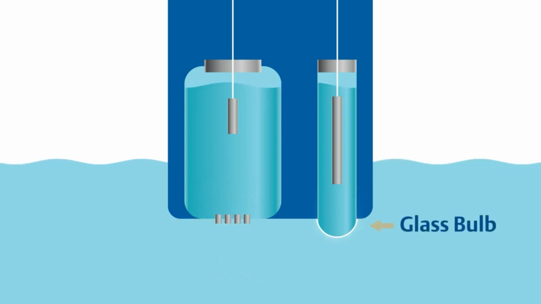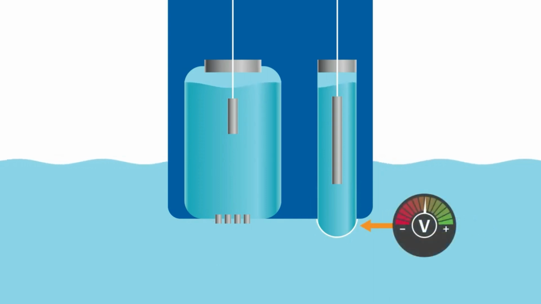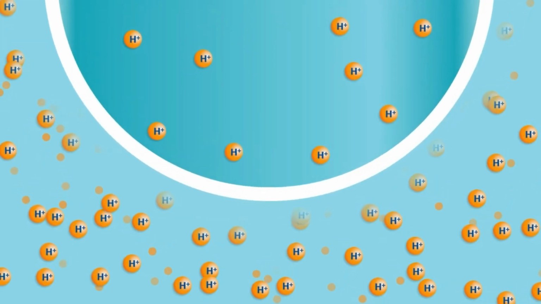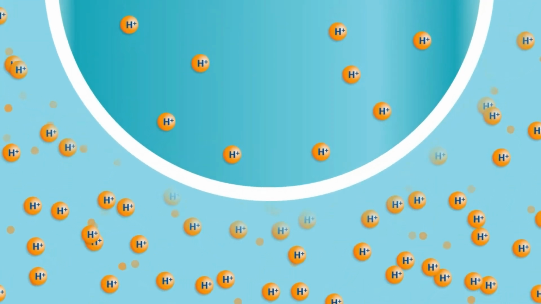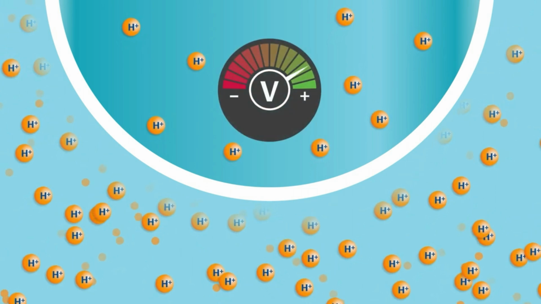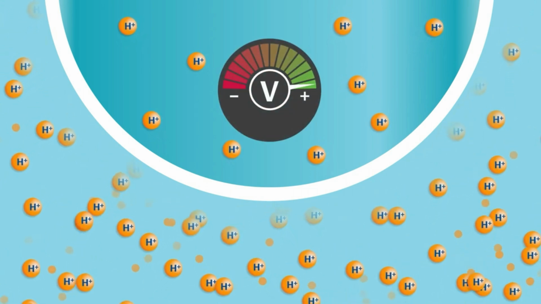The pH-sensitive electrode has a small bulb at its tip that is made of pH-sensitive glass. The electrical voltage across this bulb changes in response to the hydrogen ion concentration of the process fluid around it. If the hydrogen ion concentration is higher on the outside of the glass bulb than on the inside, a positive voltage occurs, indicating the process is acidic.